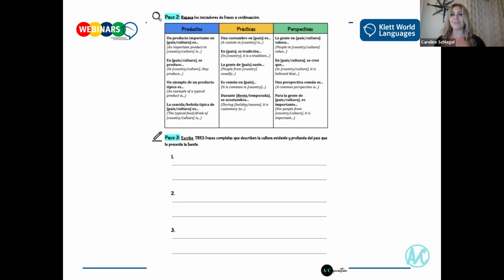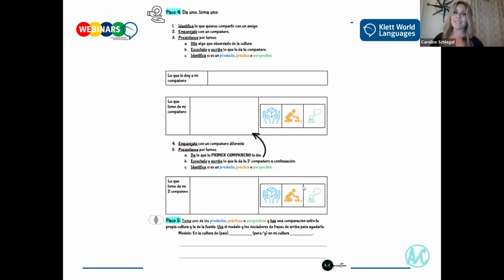So it's a nice scaffolded way to get students looking at the source and then thinking about products, practices, and perspectives. But then we take it up a notch here, where we're actually going to give one, get one, right? And so if you've not done this before, what happens is you have one thing in your brain that you're going to share with someone else. So my students write that one thing where it says, lo que le doy a mi compañero, right? Then that's the thing that they're going to share.